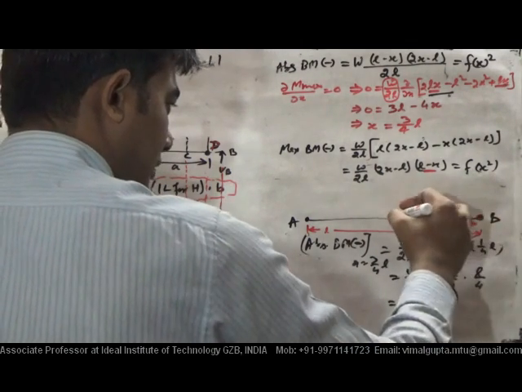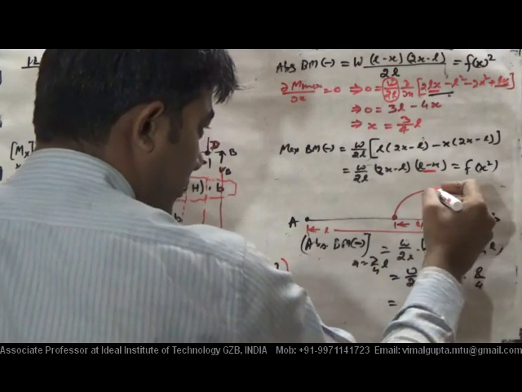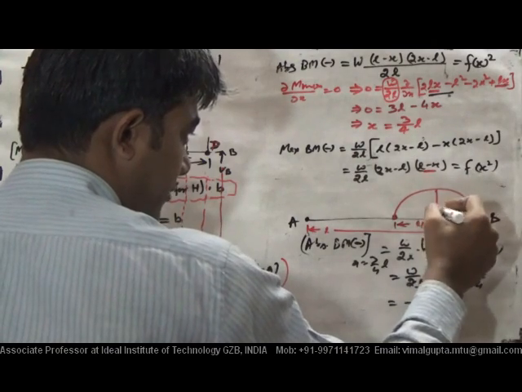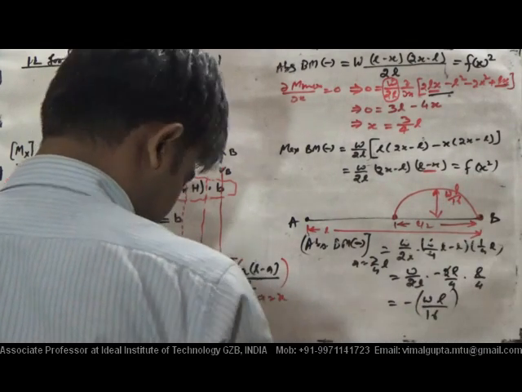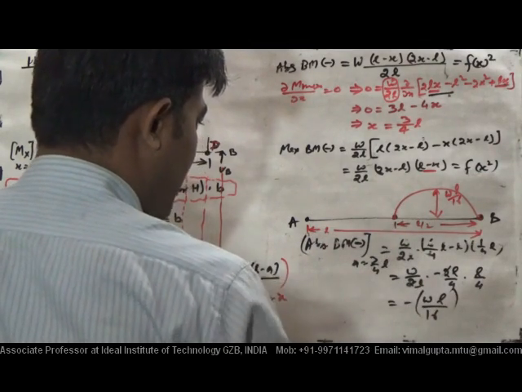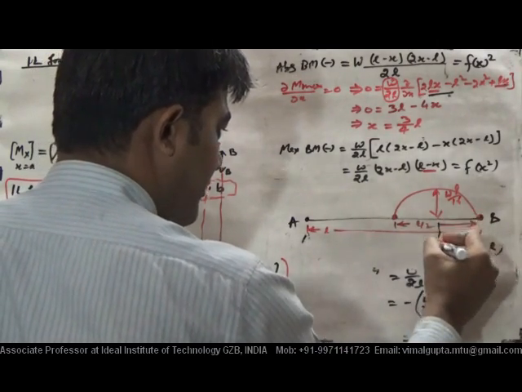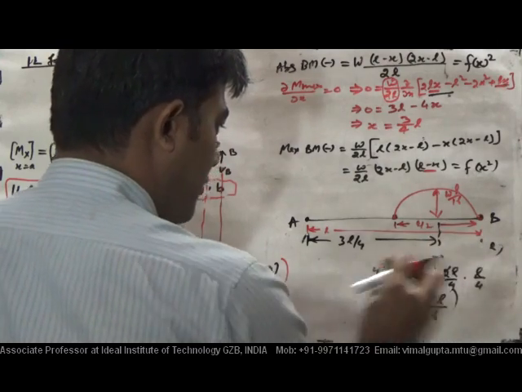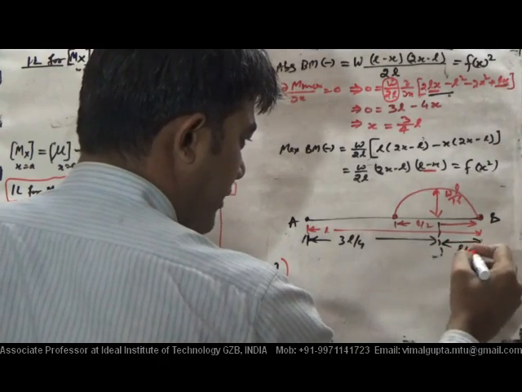Okay, and since here it will be parabolic, the absolute bending moment is WL by 8. So this value is WL by 8, WL by 16, and this distance from here, that distance is how much? 3L by 4. Okay, so this distance will be L by 4.